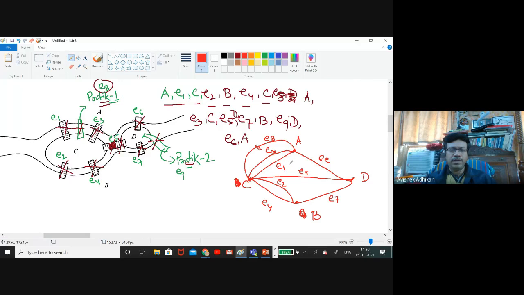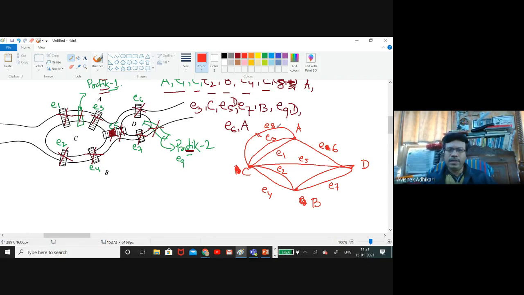So E9 is from B to D, E9. Sorry, yes, I think this is E8, not E8. This is, I think, E6. Okay, E6. Okay, now this image looks like this.